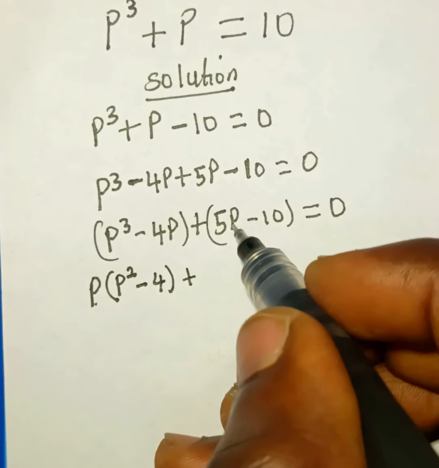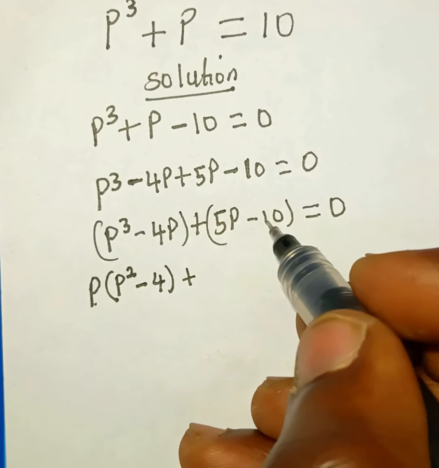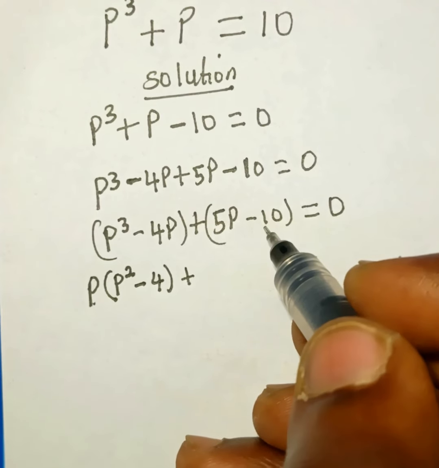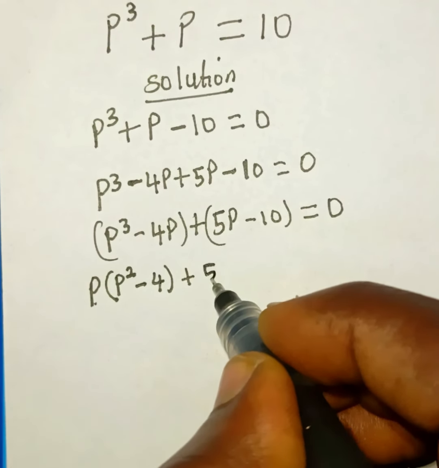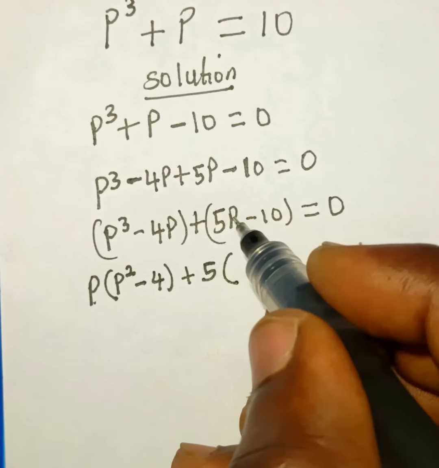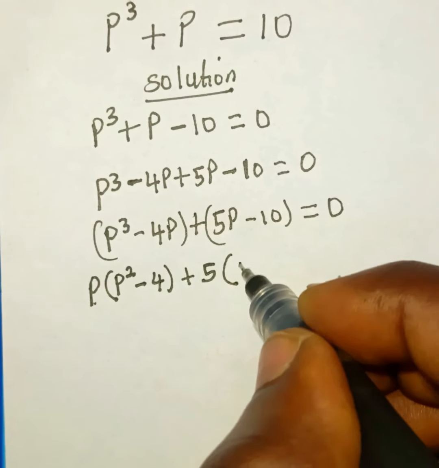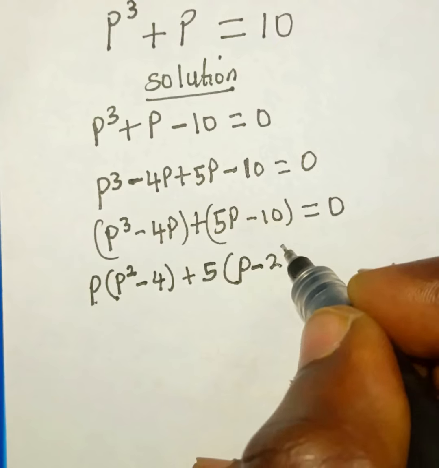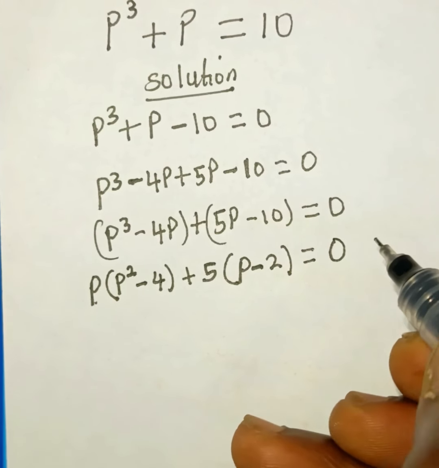Then plus, here what is common? 5p minus 10. Here there's no variable, but 5 can go into 5 and also it can go into 10. So therefore 5 is common. So we factor out 5. 5p divided by 5 is going to remain p. Then minus 10 divided by 5 will remain minus 2. So everything will be equal to 0.